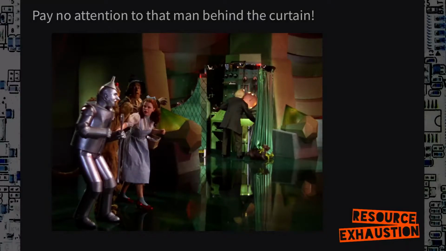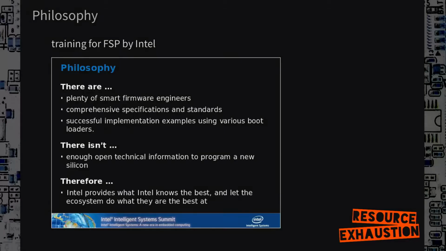Pay no attention to the man behind the curtain. If you have seen The Wizard of Oz, you know the scene. That's literally what they want. Their philosophy is kind of a shallow thing. So they don't really want to be very open with the information.